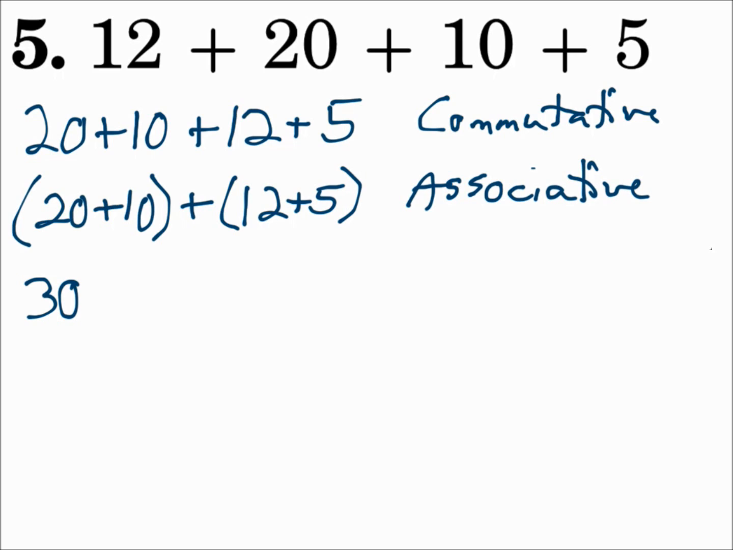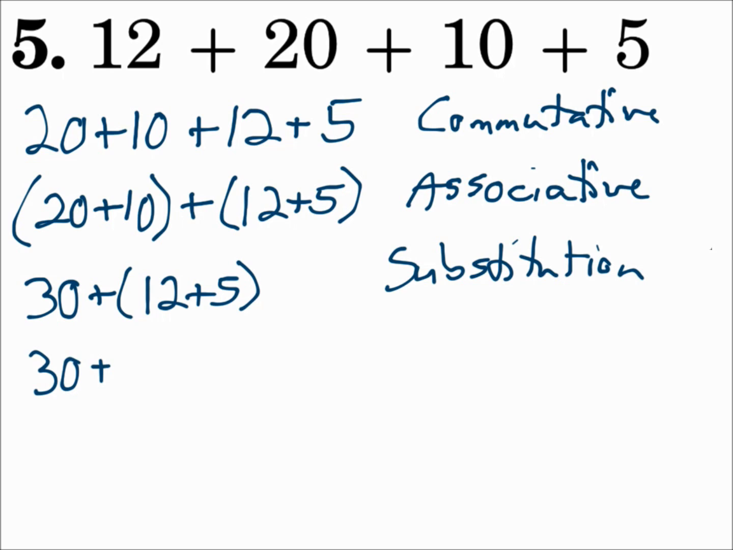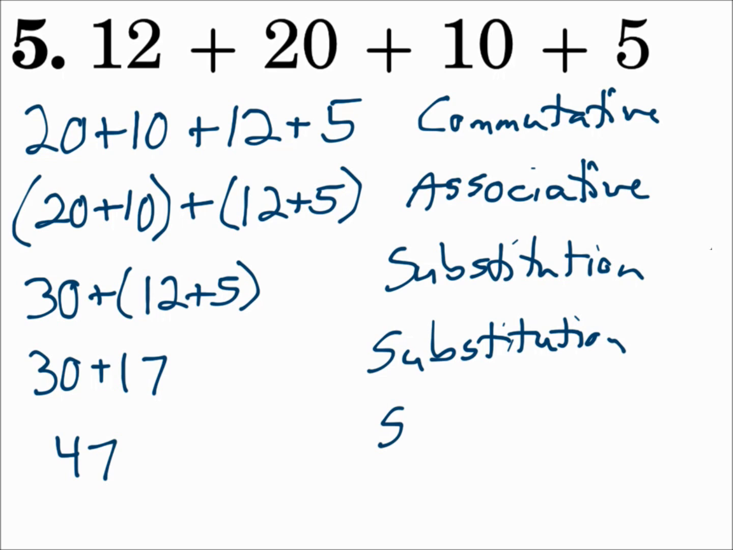20 plus 10 is 30. That's still an easy number. And 12 plus 5 is going to be 17. Those are both the substitution properties. And now it's very easy to add 30 and 17 and get 47 with the substitution property there.